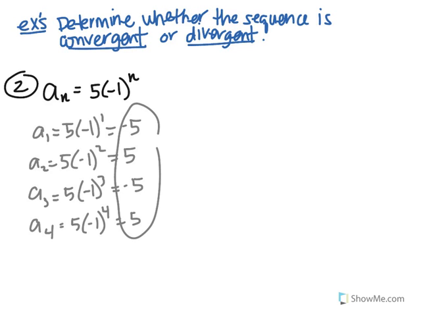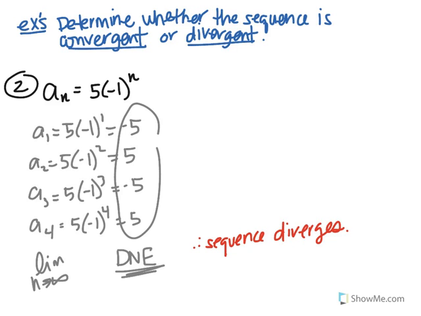Whenever this happened, that means that the limit does not exist. It's going back and forth. So because it does not exist, the limit as n approaches infinity doesn't exist, then we would have a divergent sequence. Alright, so let's go on to the next example.